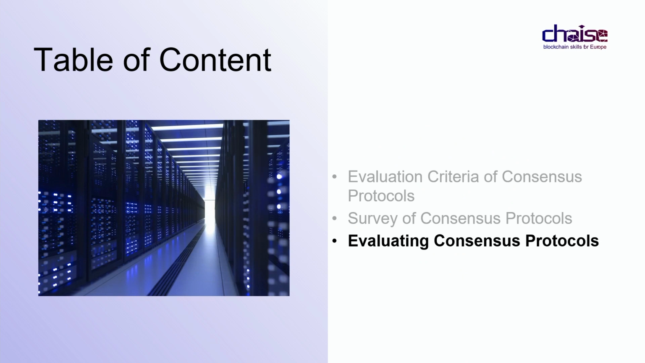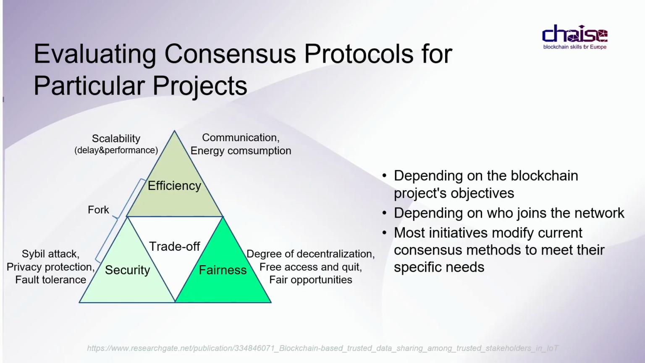So after this overview of the different consensus protocols, after the specific look into some consensus protocols, let's see some evaluation of these protocols. Based on the existing research on blockchain consensus algorithms, the design of a blockchain consensus algorithm is evaluated from three perspectives: efficiency, security, and fairness. The efficiency dimension includes efficiency, scalability, and energy consumption.